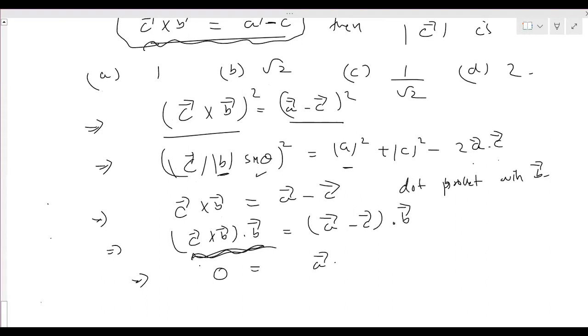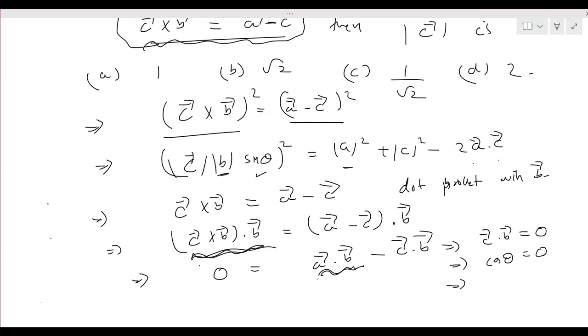So this is A dot B minus C dot B. And what is A dot B? 0. 0, because they are saying they are orthogonal. So what I get from this is C dot B equals to 0. That means cos theta equals to 0. That means theta equals to 90 degrees. So sin theta will be 1. Yes or no? Yes, sir.